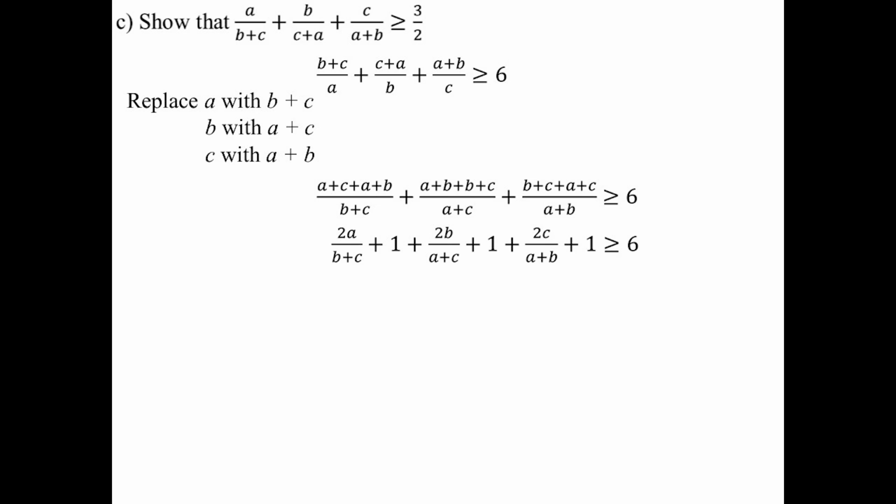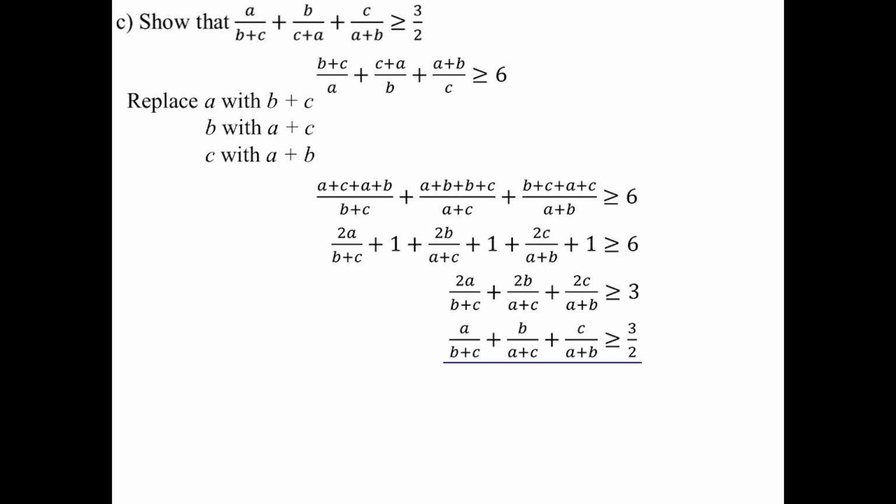So we've got 2a on b plus c plus 1, plus 2b on a plus c plus 1, plus 2c on a plus b plus 1. But all of those plus 1s I can move to the right-hand side. And if I divide everything by 2, we have our result.